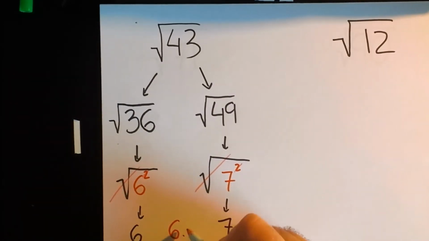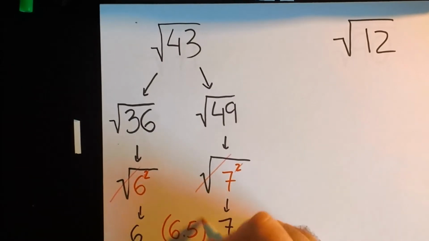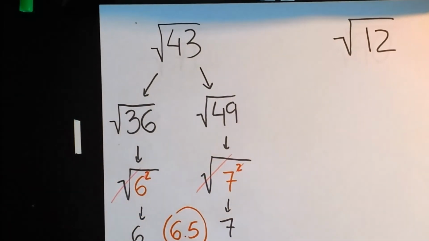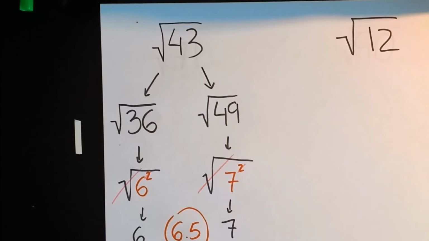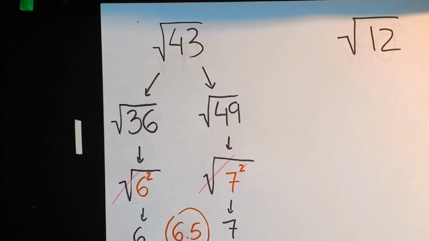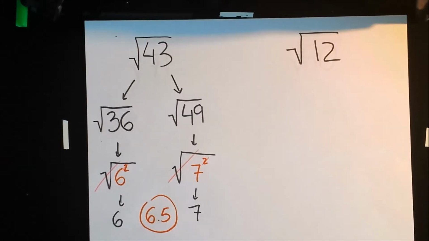6.5. And that's my estimate. Again, it's not precise. It's probably closer to maybe 6.6, but that's good enough for us. Does that make sense? Questions? Perfect. Let's do another one.